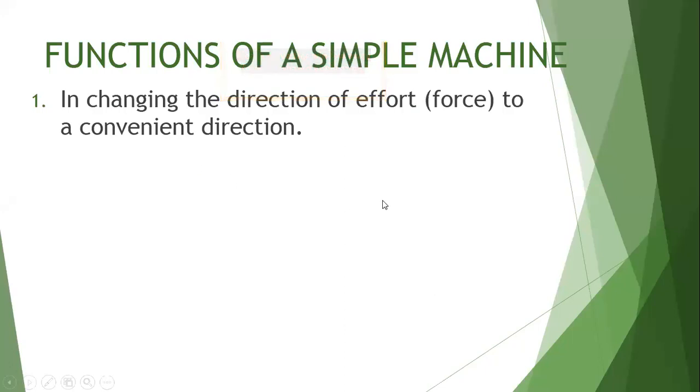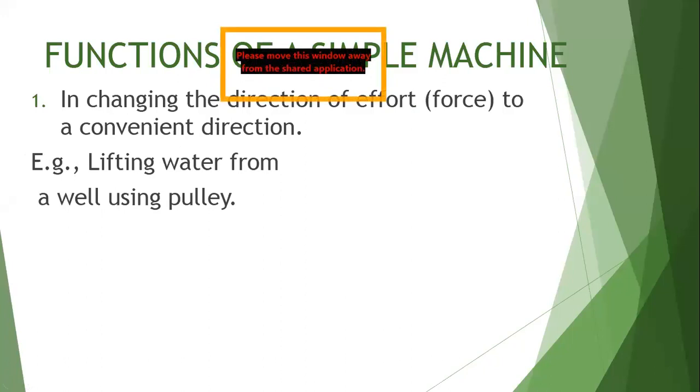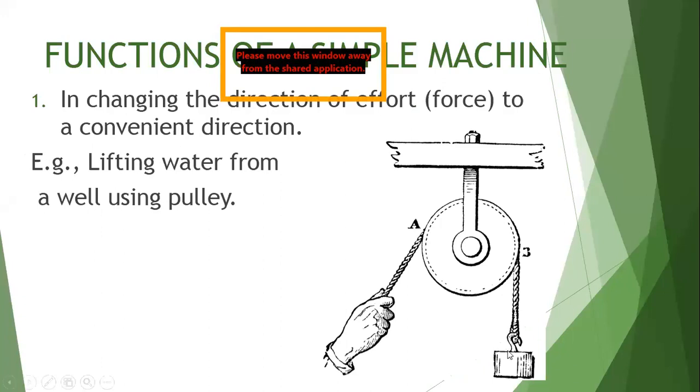Let's understand the example, like lifting water from a well. When you are lifting water from the well using a pulley, you are actually using a machine. And how are you using it? You are using it to change the direction. For example, this is the water which you want to lift. So what you do is apply the force in a downward direction, and due to that, the water is lifted in an upward direction.